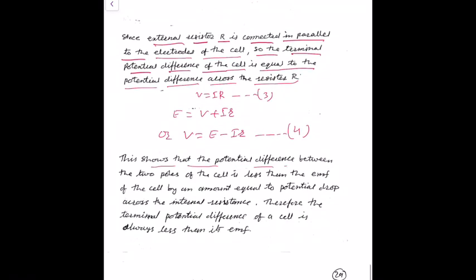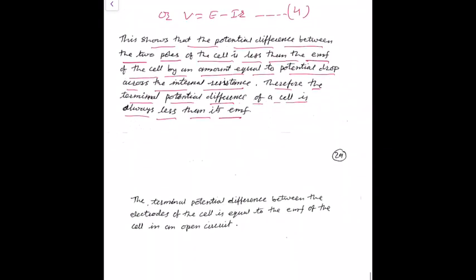This shows that the potential difference between the two poles of the cell is less than the EMF of the cell by an amount equal to the potential drop across the internal resistance. Therefore, the terminal potential difference of a cell is always less than its EMF.